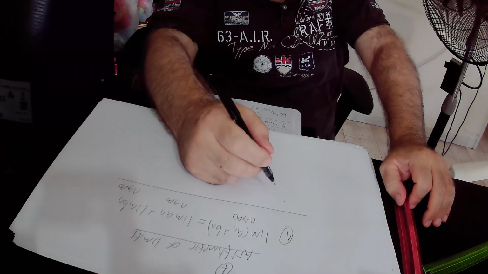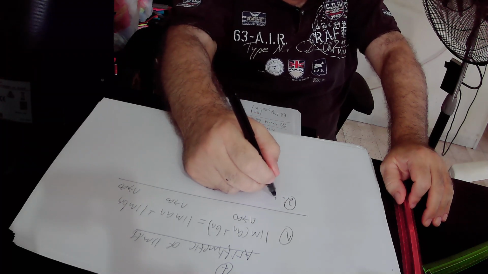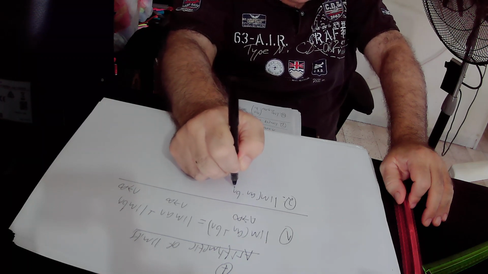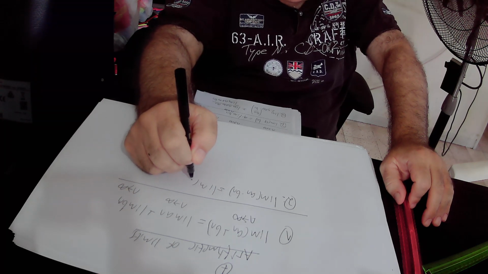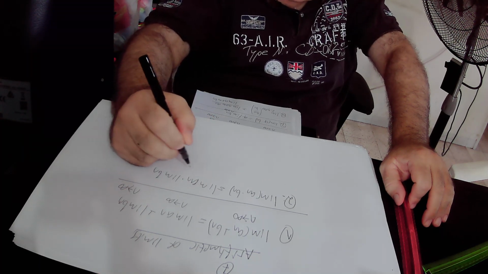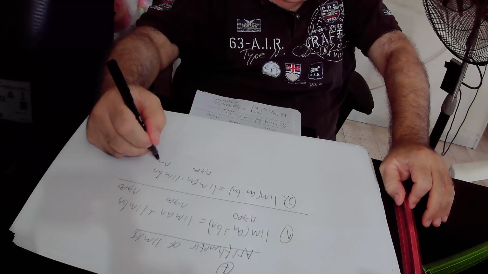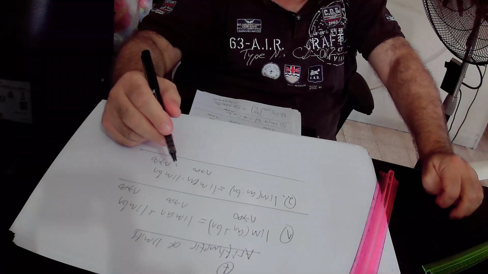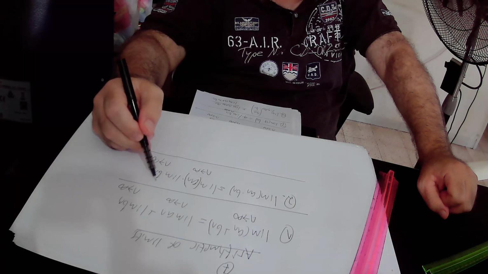And we have also the second rule. The limit of an times bn equals the limit of an times the limit of bn when n tends to infinity. I'll repeat again. The limit of an times bn equals the limit of an times the limit of bn when n tends to infinity.